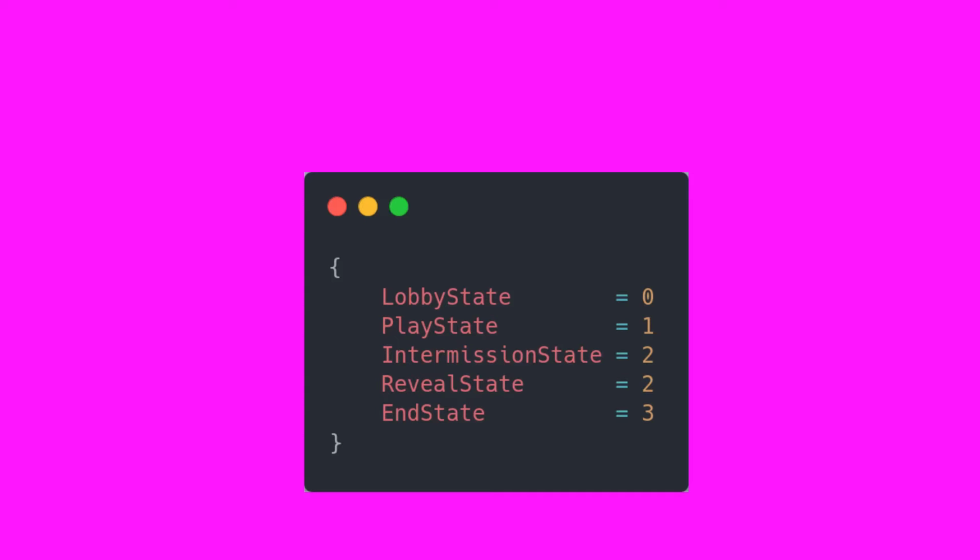Reveal state is going to be run after all players have guessed or when the time has run out. Here we will simply show the correct answer and cause that ruckus in the classroom. Finally, we will have an end state, which is, as you might have guessed, run after the game has ended. And here we will proudly display the winner of the game and maybe a leaderboard or something like that. So these are the states that I'm thinking of.